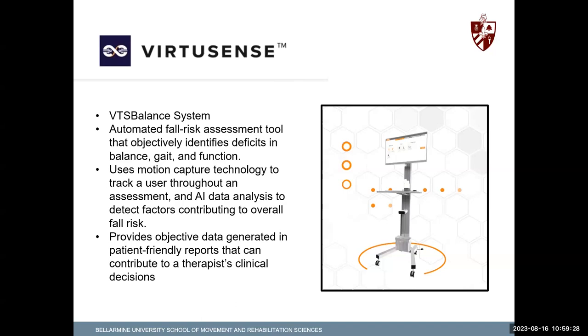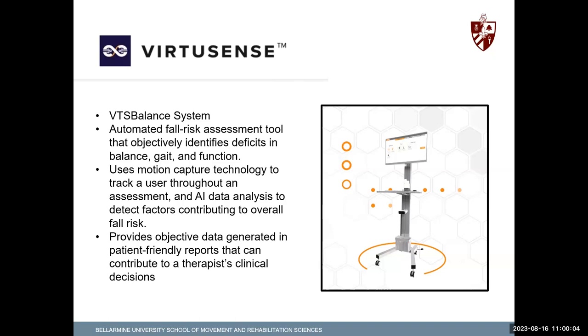One of the devices, though, the one that I'm going to highlight today, is called the VTS Balance System. It's produced by a company called VirtuSense. I will give a disclaimer. I have nothing to disclose. I have no financial interest in VirtuSense. I'm not paid by them. It'd be nice, but I'm not. But it is a product that we've used for several years, and it has really been able to enhance our assessment and intervention with our older adults and our falls prevention class.